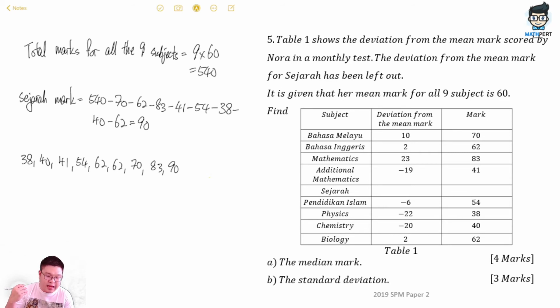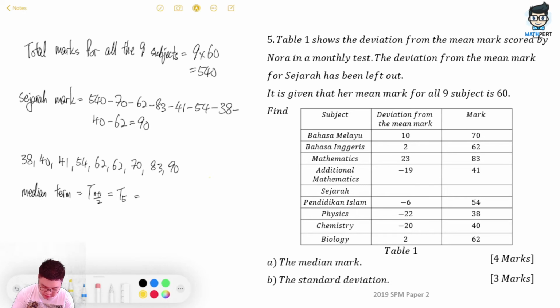Then let's find out the median term. The median term will be T of (n plus 1) divided by 2. So n is equal to 9. 9 plus 1 is 10. 10 divided by 2 is 5. So it is the 5th term. 1, 2, 3, 4, 5. This is the 5th term, so it is 62. 62 is the median mark. And then next, we are asked to find the standard deviation.